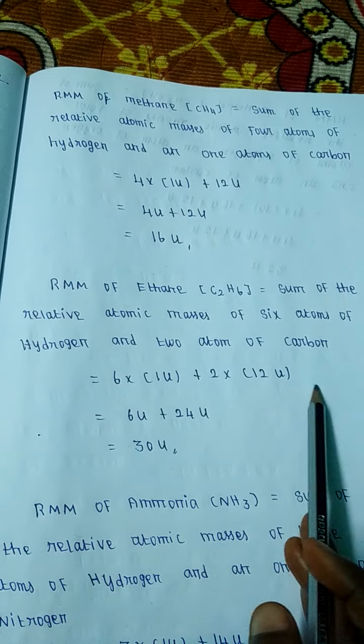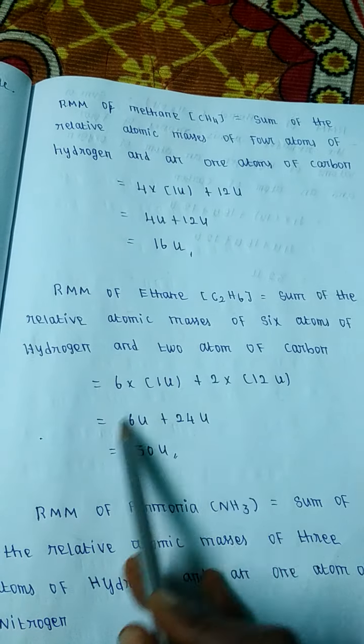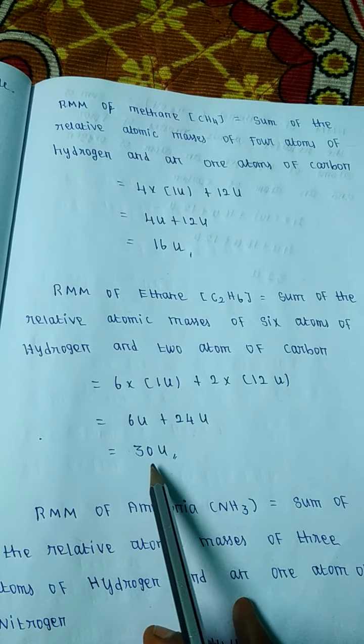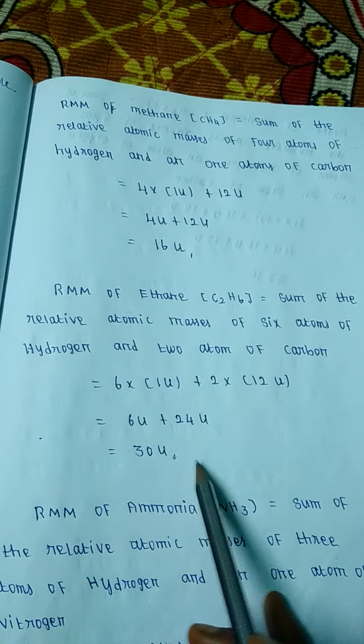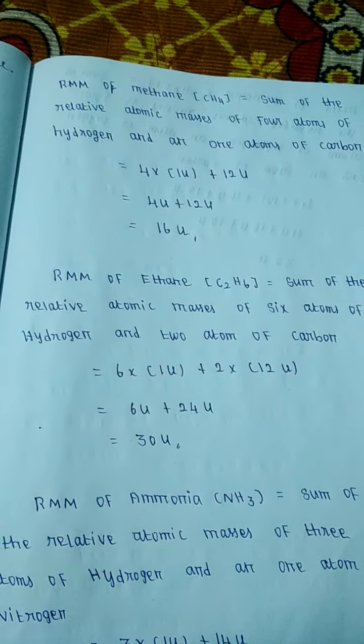Adding these values, 6u plus 24u, you will find 30u. 30u is the relative molecular mass of the ethane molecule.